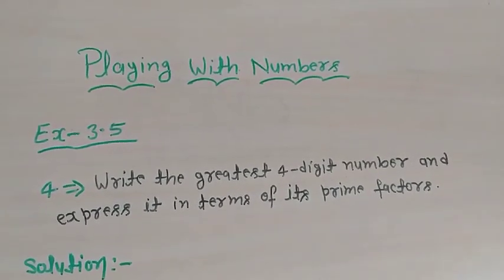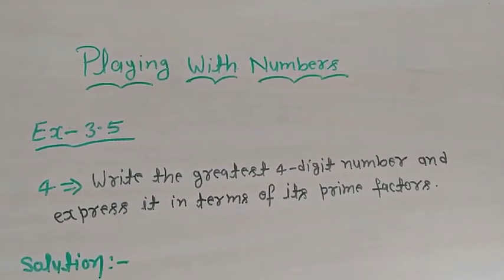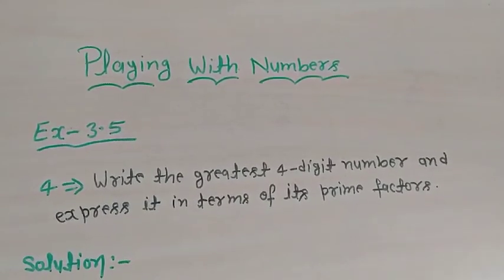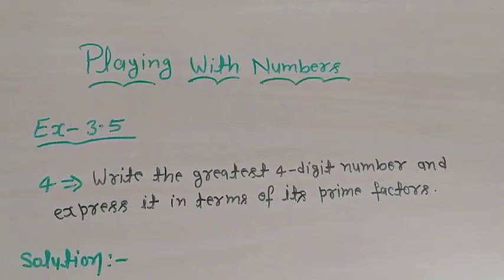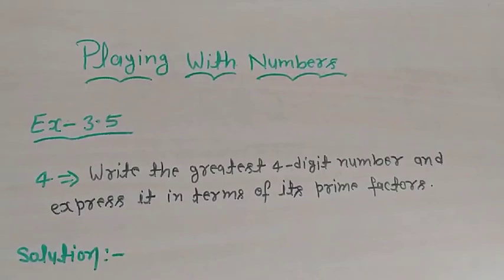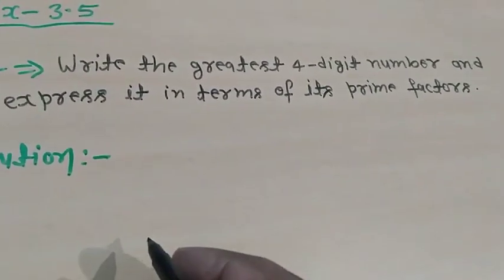9999 is the greatest 4-digit number. Okay, now we write it as a product of prime factors. Let's see how to express it. First we write the greatest 4-digit number.